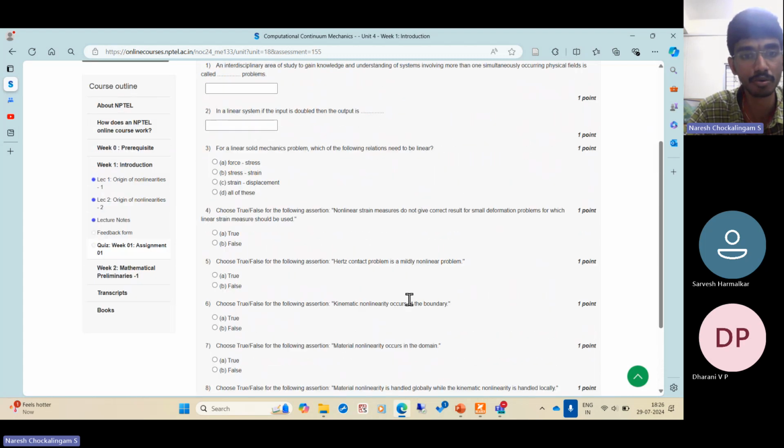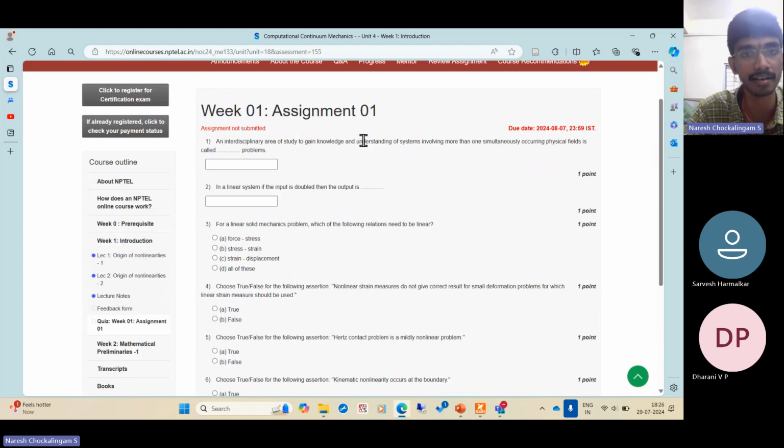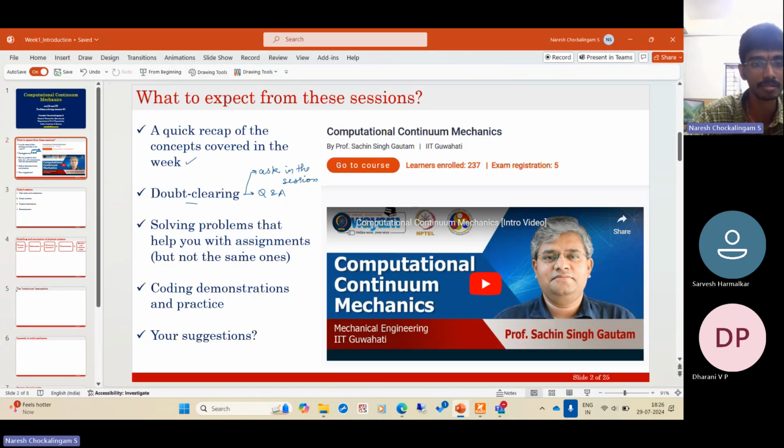So mostly it is true or false, and some of it is theoretical. So we'll solve problems. Then what I thought I should also include for a course like computational continuum mechanics is that you should have some coding practice. Because it's a 2-hour session, if all the assignments have only theory questions and not serious problems, then we may spend some time developing some small Python codes for solving some problems, right?